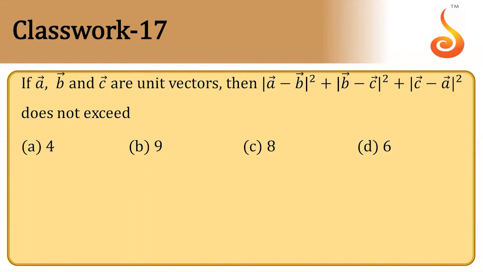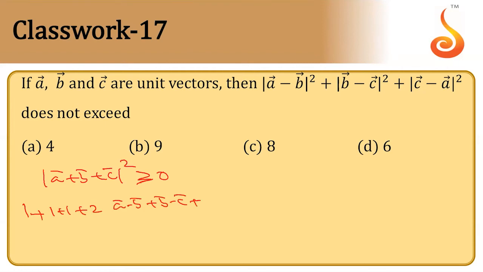Nice, nice. So here, basically, A bar, B bar, C bar are unit vectors. Take A bar plus B bar plus C bar whole square. First thing, this is greater than or equal to 0. Squaring, since A, B, C are unit vectors, gives 1 plus 1 plus 1, plus 2 times A dot B plus B dot C plus C dot A, greater than or equal to 0. So A dot B plus B dot C plus C dot A is greater than or equal to minus 3 by 2. That's the value.